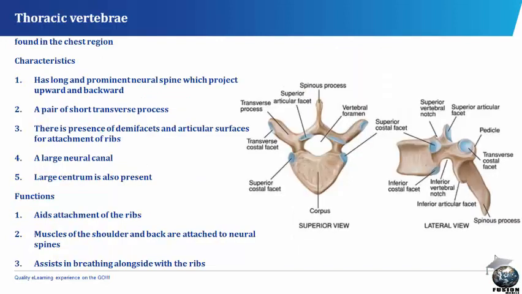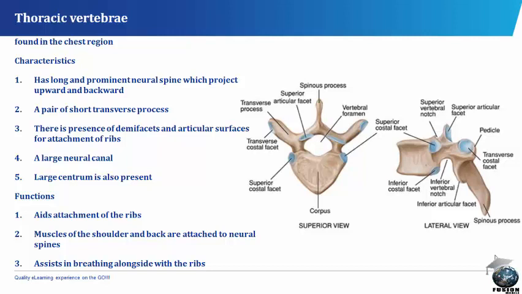For the thoracic vertebrae, this vertebrae is found in the chest region. In man, they are 12 in number. Its characteristics include the following. 1. It has long and prominent neural spine which projects upward and backwards. 2. A pair of short transverse processes. 3. There is presence of demifacets and articular surfaces for attachment of ribs. 4. It has a large neural canal. 5. Large centrum is also present.